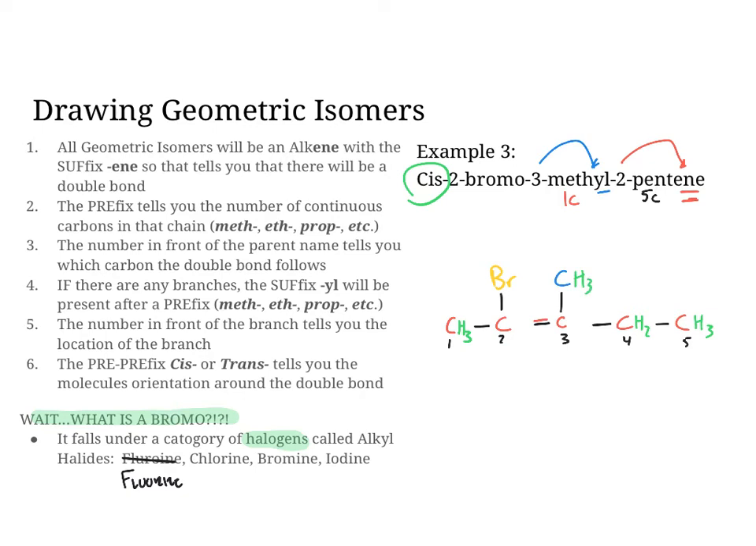That's the methyl. Now, technically speaking, I guess you could go back and draw the remaining valence electrons around bromine, but most organic chemists don't do that, so I probably won't going forward. It's just assumed that they're there. So that would be an example of cis-2-bromo-3-methyl-2-pentene.